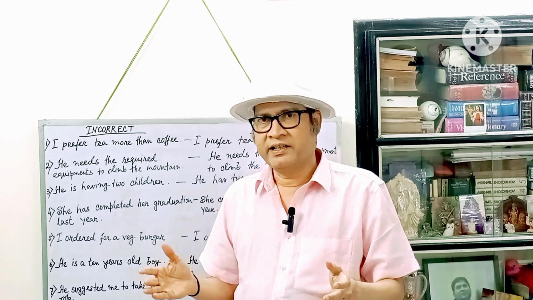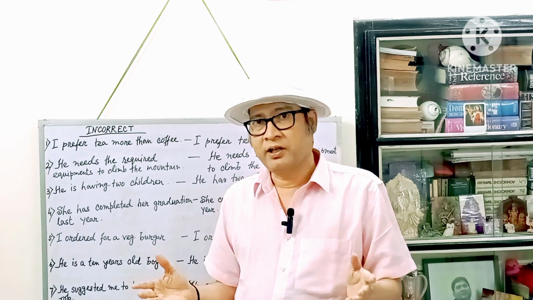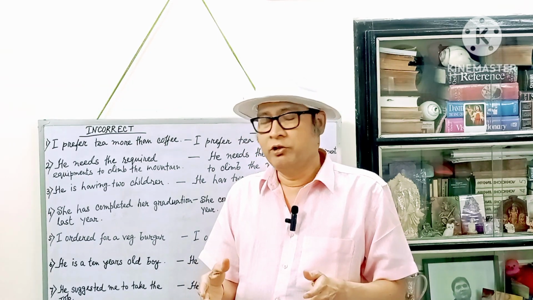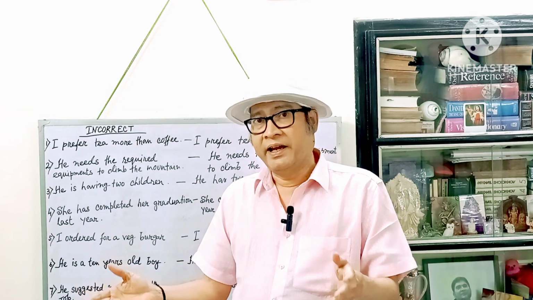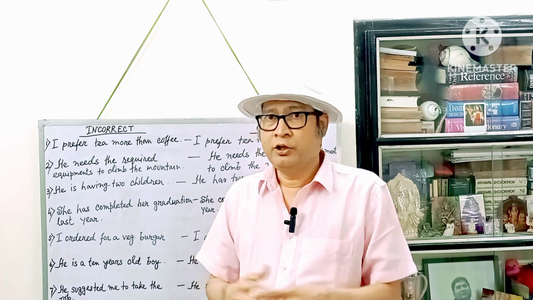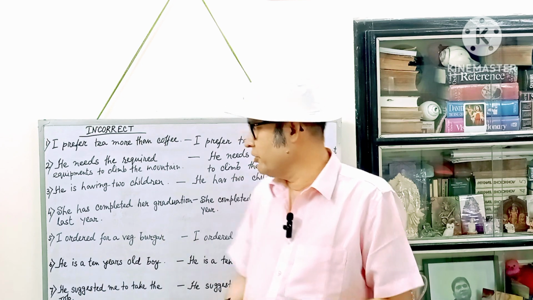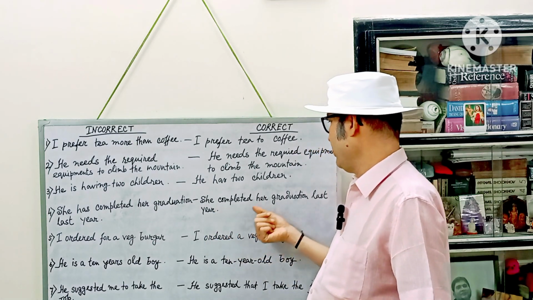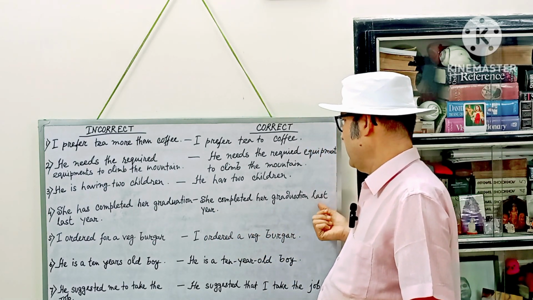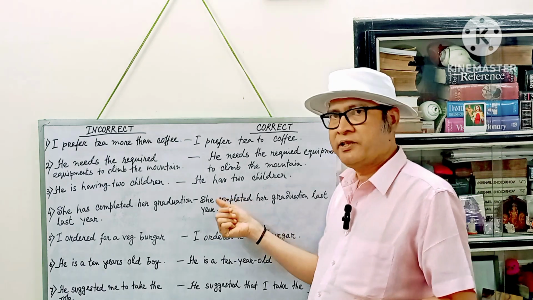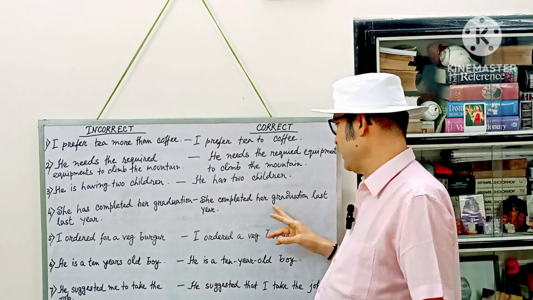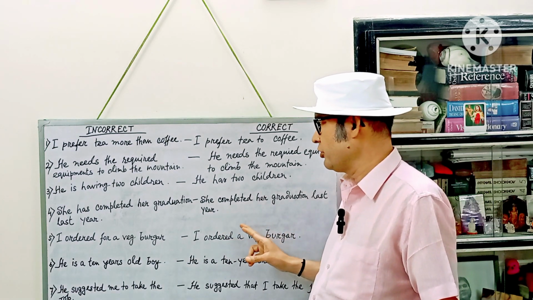So when you are appearing at an examination, you may have to face this kind of questions. And then if you do not know the rule, you will not be able to find out the error. And if you cannot locate the error, you are not going to score. All right. So here, look at the correct sentence. She completed her graduation last year. No has is there, no present perfect tense. Simply in the past tense, this sentence is constructed.